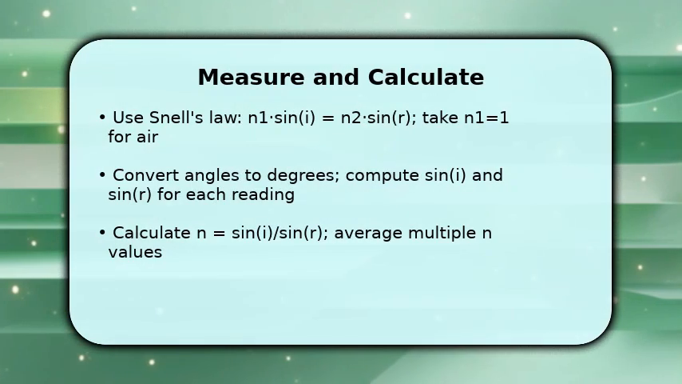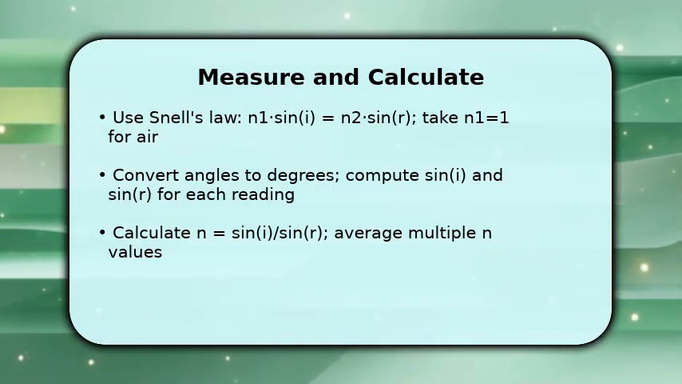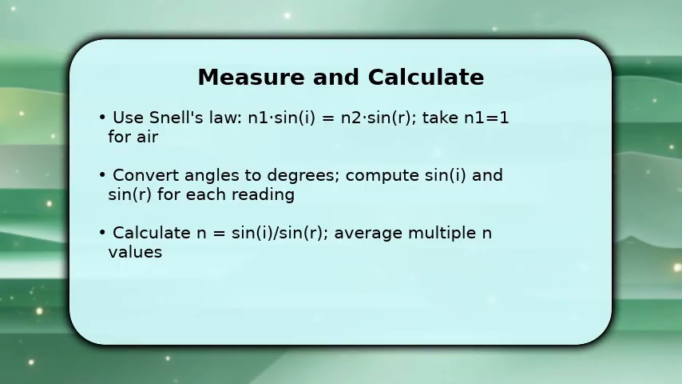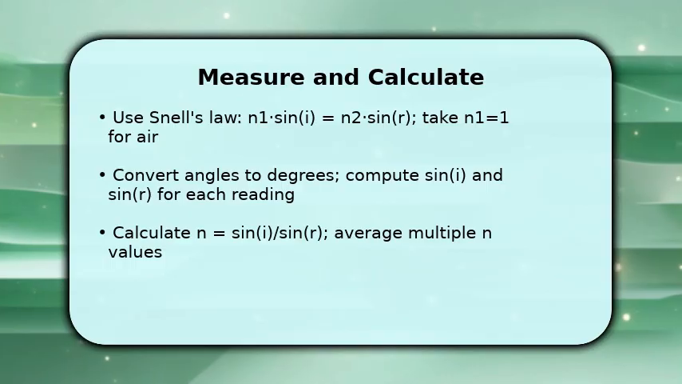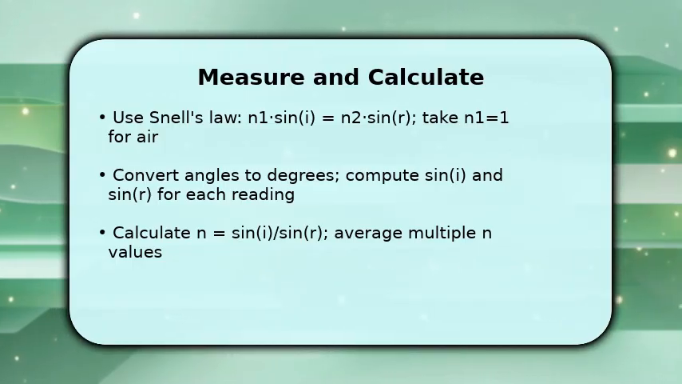You now apply Snell's law step by step, treating air as n equals 1. Compute sin of each incident angle and corresponding refracted angle. For every pair, divide sin I by sin R to get a sample refractive index. Once done, average all values to reduce random error. If values scatter, weight against obvious outliers.